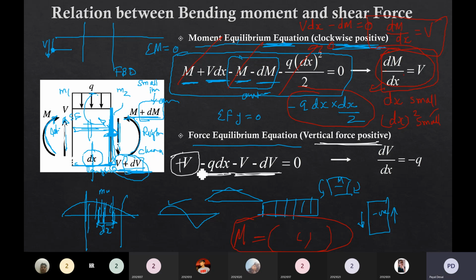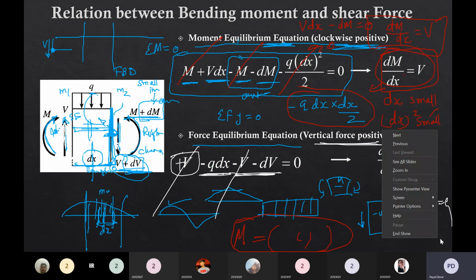So if we simplify, this V and V cancel, and then I have the equation q dx is equal to dV. So I can write dV by dx is equal to q. So what is dV by dx? It is the derivative of shear force with respect to x, which will give you the loading. Okay, so we have been establishing the relation between bending moment, shear force and loading. So 4 equations we have seen. Now I will switch over to the board again.